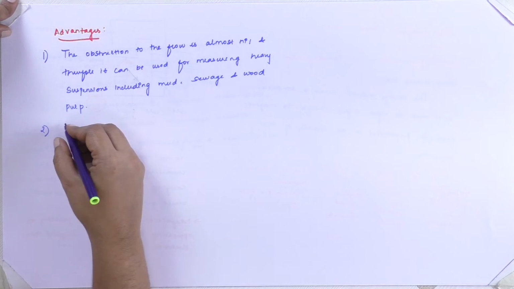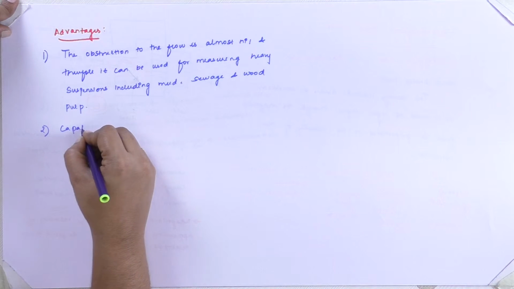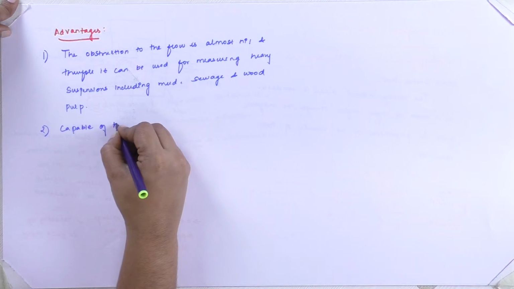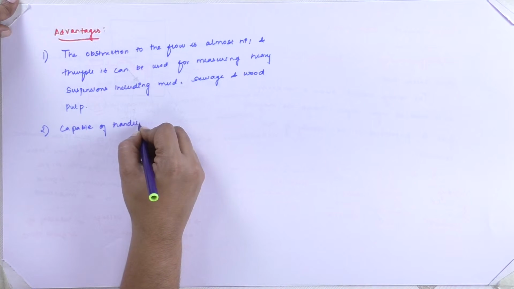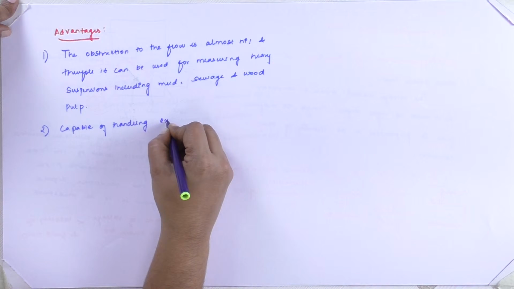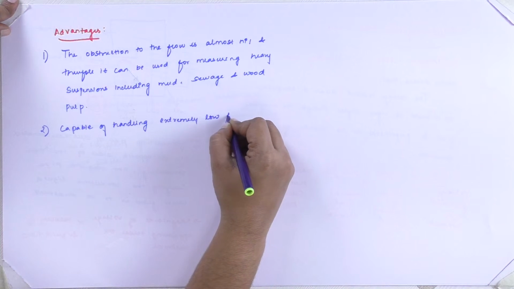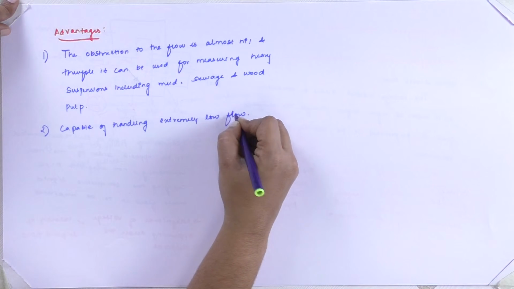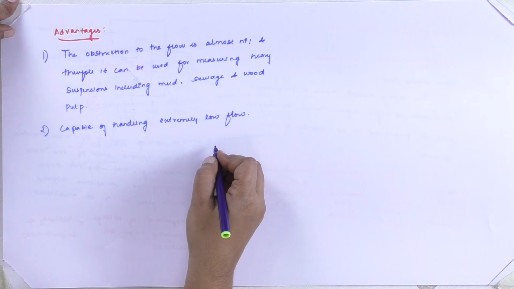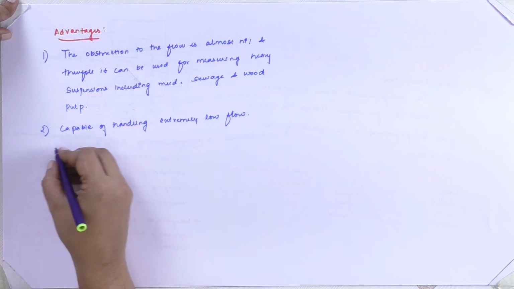The second one is that it is capable of handling extremely low flows. Even a very low flow rate of conductive liquid can be easily measured by using this electromagnetic flow meter.